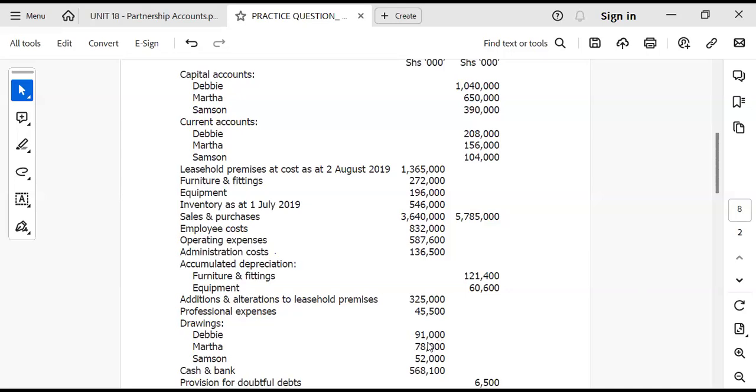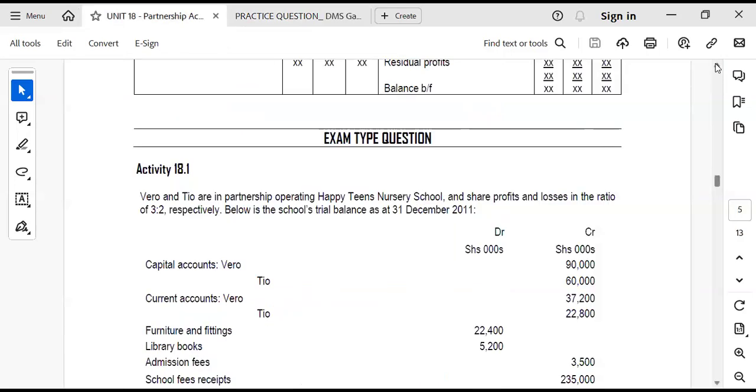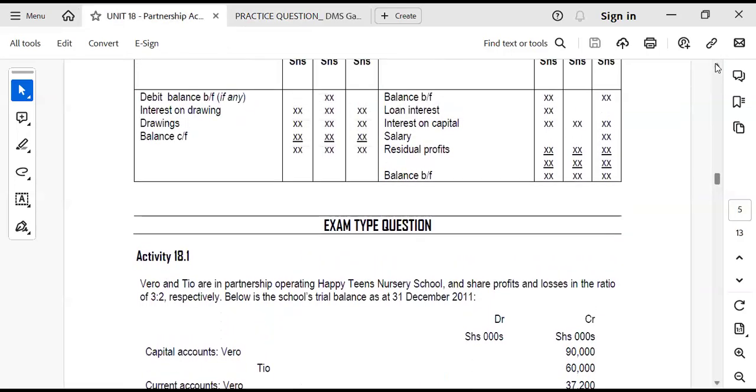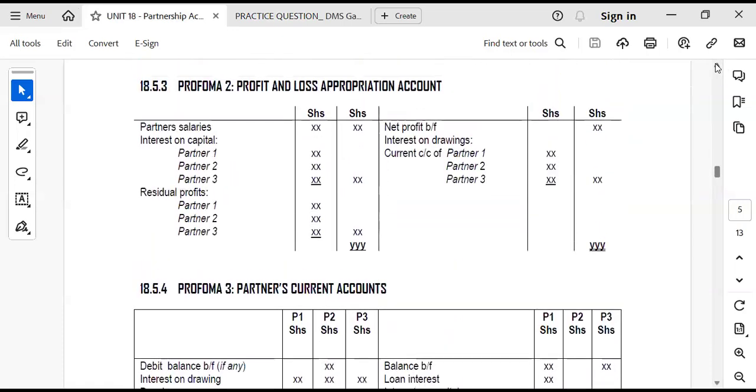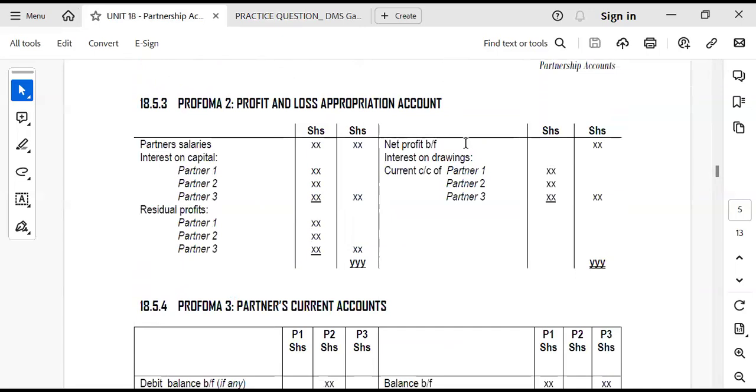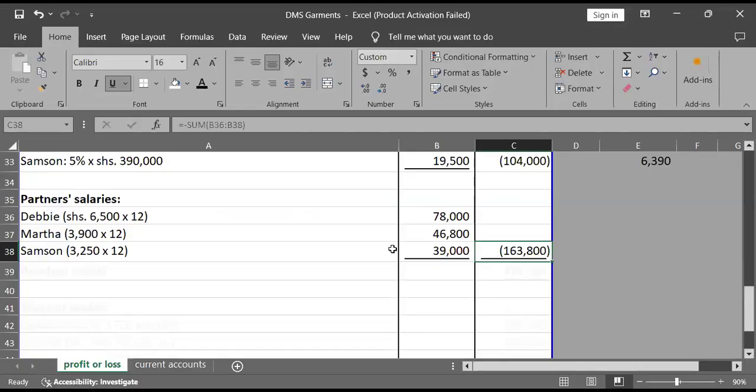So we have our drawings here, but our drawings are not going to affect, if we can just go back to our pro forma just to confirm our profit appropriation account, we have interest on drawings. Interest on drawings is what affects the profit and loss appropriation account, but the drawings themselves affect the current account. And so the notes say that we don't charge interest on drawings. So that means that the value for the drawings, we're going to look at it when we look at our current account. That is going to be part of the next question, part B of the question.